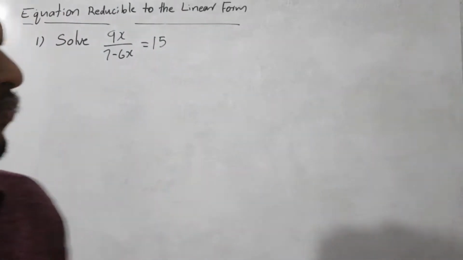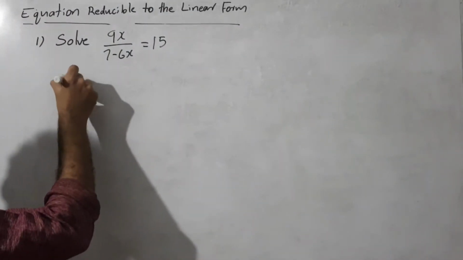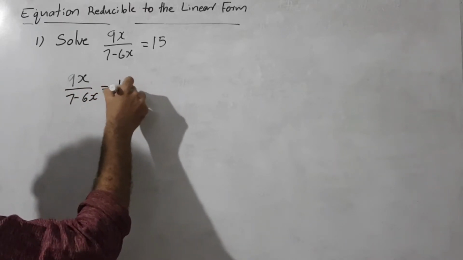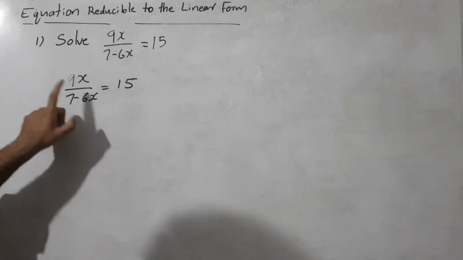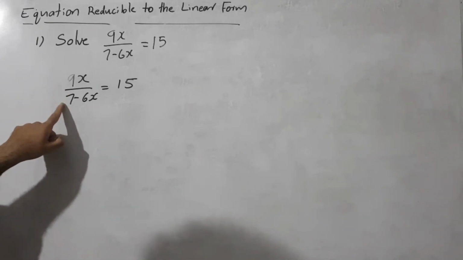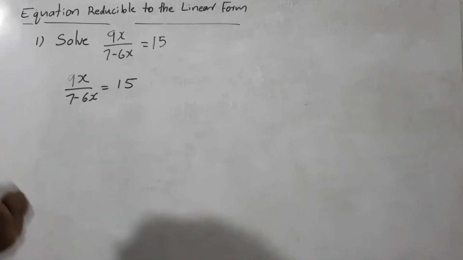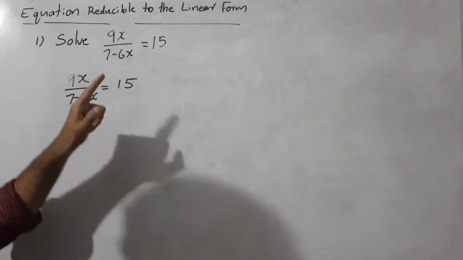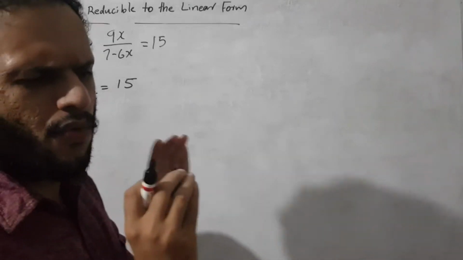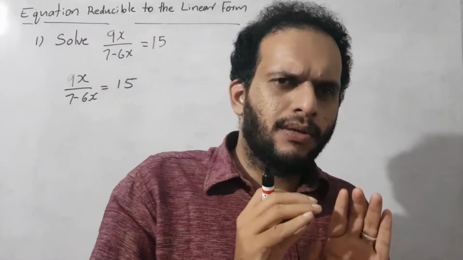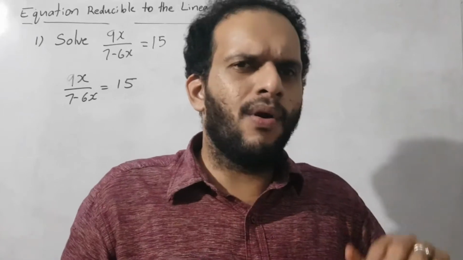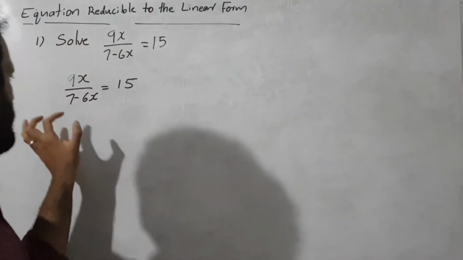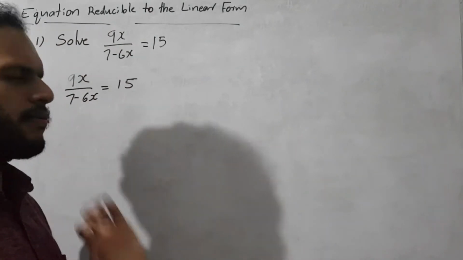Then how do we do it? We write the question once again: 9x by (7 minus 6x) is equal to 15. Only the LHS has the fraction form, and the numerator and denominator have the variable. So in this type of question, only one side of the equality sign has a fraction, and the other side is only a number or a single term containing the variable. Then what is the next step? The next step is to transpose the denominator first.